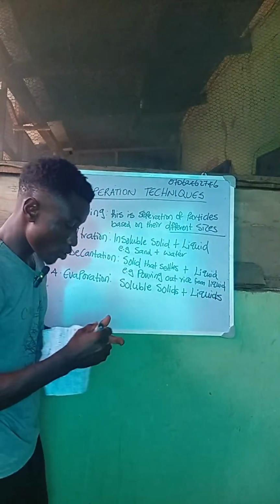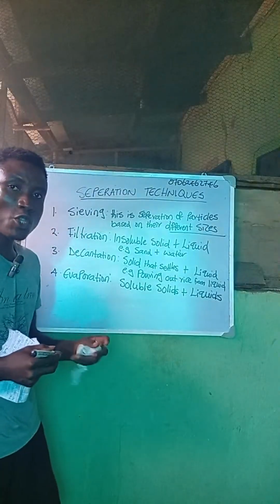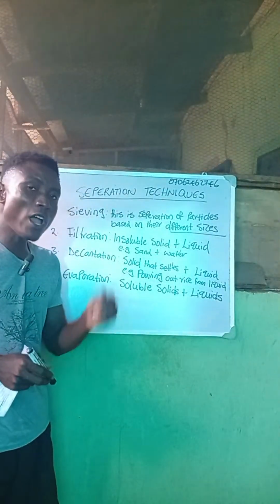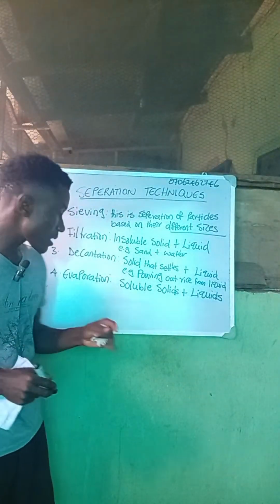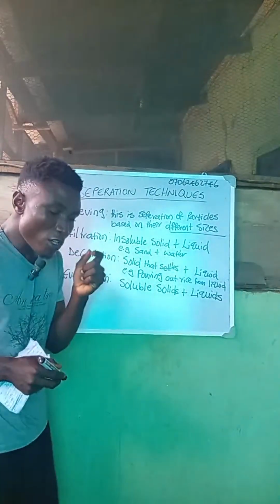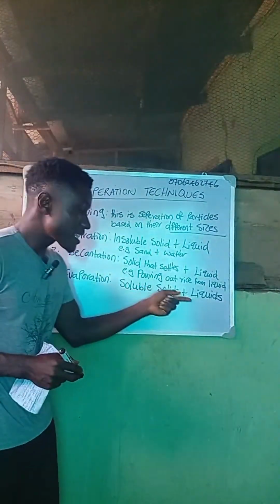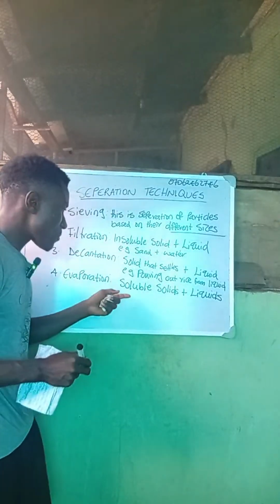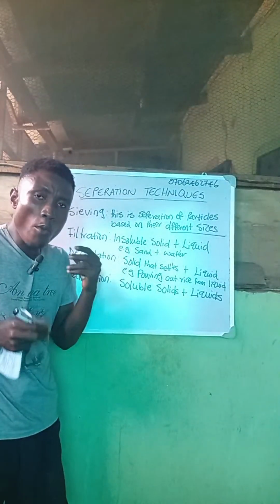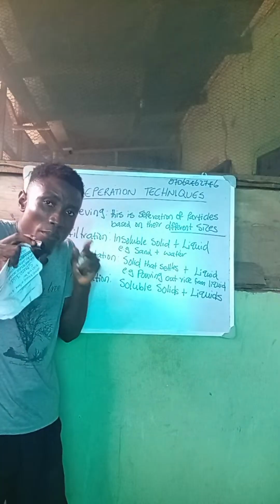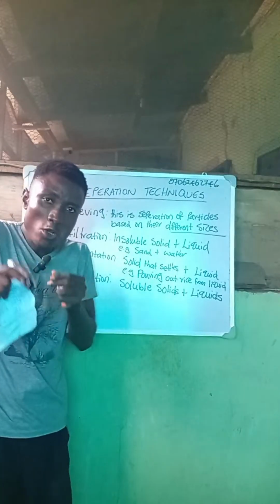Soluble solids plus liquid. So before evaporation can take place, please take note, that solid must be soluble inside a liquid. What this means is that that solid must dissolve, should be able to dissolve in that liquid.